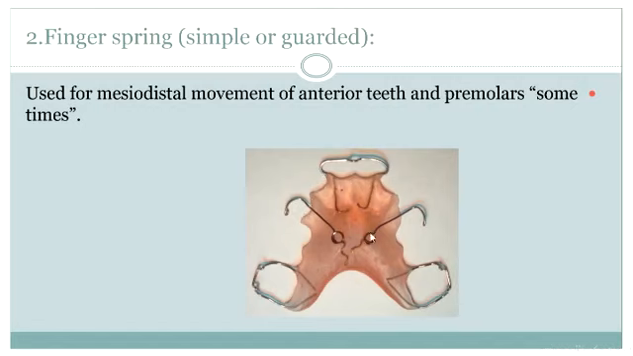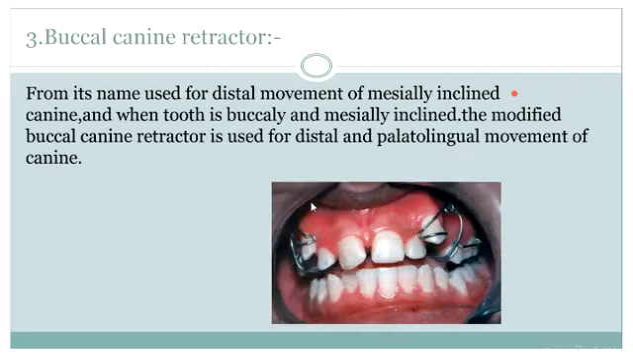Sometimes the crack is near the coil, but for the canine, near the crown of the canine. Buccal canine retractor, the third type of spring, may be used here for retraction of the canine. If the canine is outside the line of the arch, we can call it ectopic eruption.